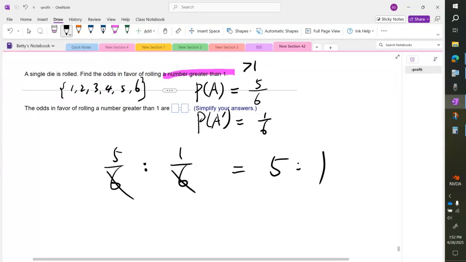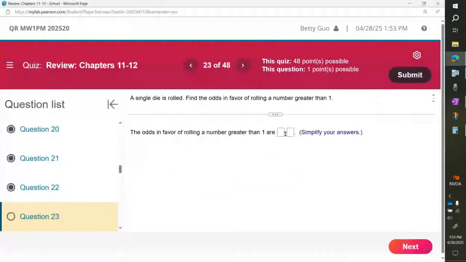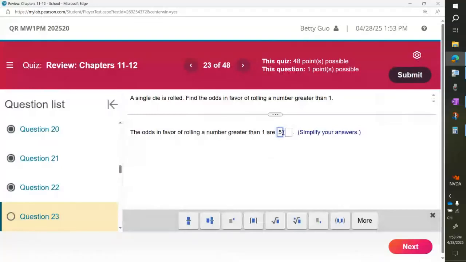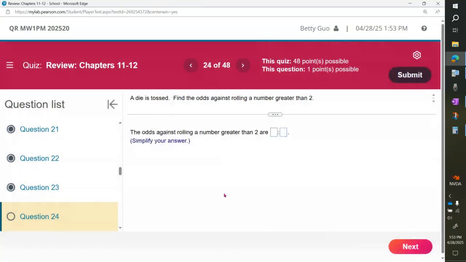So the ratio would be 5 to 1. The odds is 5 to 1. It's simplified. Of course, we have 5 numbers bigger than 1, and 1 number is not bigger than 1. So the odds is 5 to 1. We only have 6 numbers.